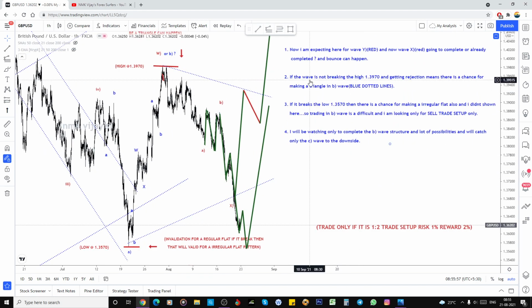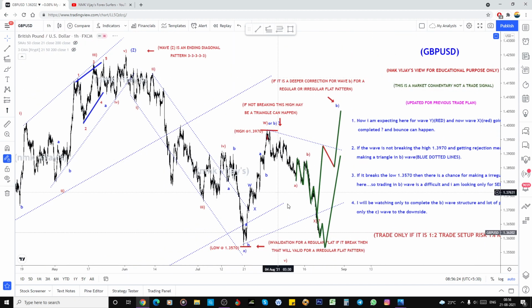See, if the wave is not breaking this high and is getting rejection, it means there is a chance for making a triangle in the B wave, the blue dotted lines. And if it breaks this low, there is a chance for making an irregular flat. Trading B is difficult, so I'm looking only for the sell trade setup. Why have I written this? No need to buy, because the sell is a good opportunity.